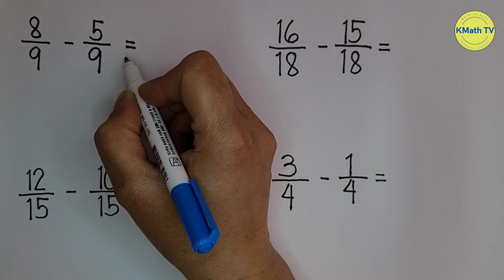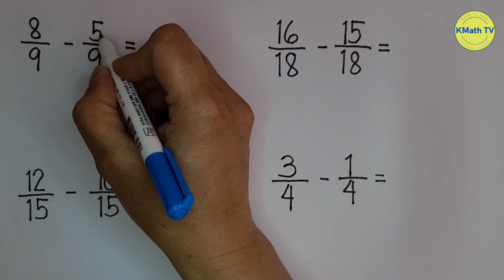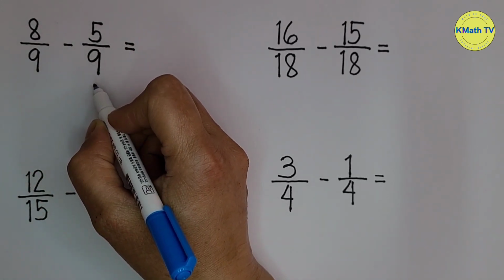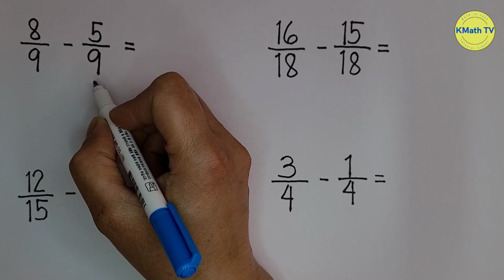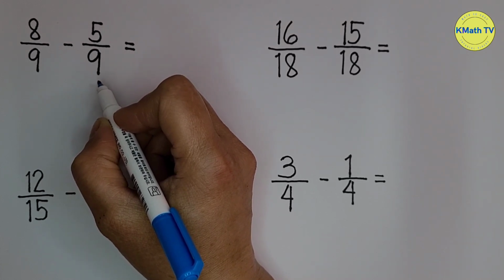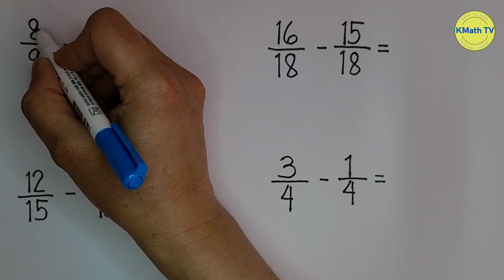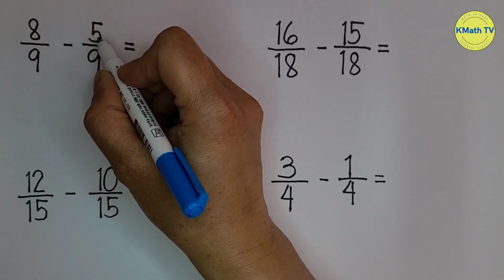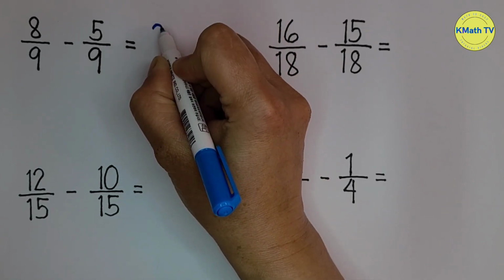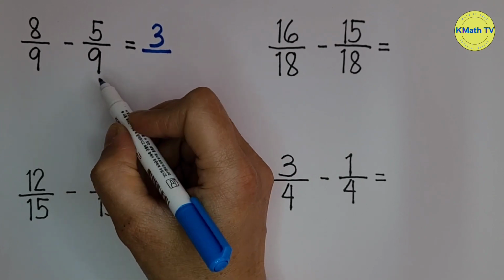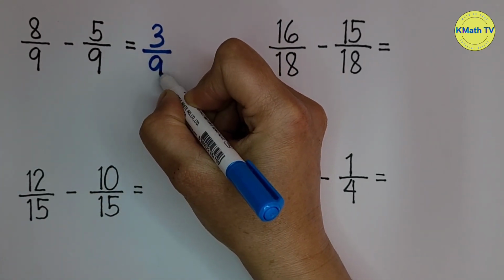In subtracting similar fractions, we will just subtract the numerators and copy the common denominator. And last, express the answer in lowest term if possible. Okay, let's subtract the numerators. 8 minus 5 equals 3. Then, copy the common denominator, 9.